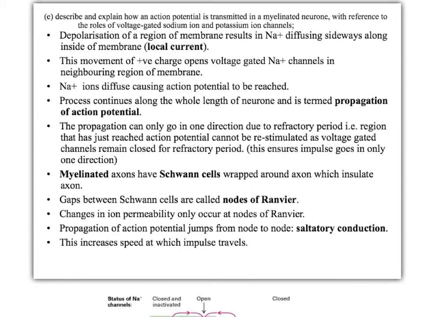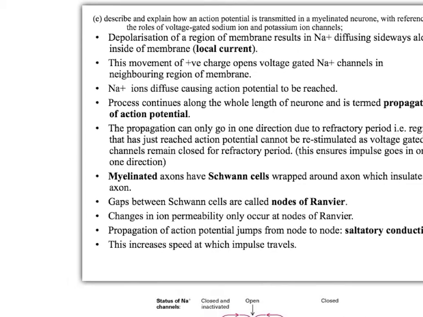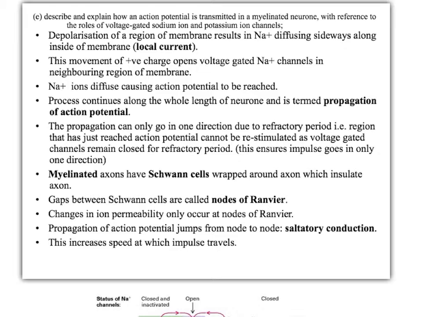So I can just pause the screencast, or if you can pause the screencast there for a second, you can pick up some of these key words like local current, propagation of action potential, Schwann cell, node of Ranvier, saltatory conduction. You should understand what all these terms mean. So moving on to the next slide.